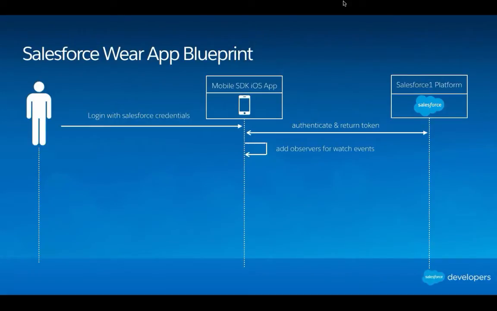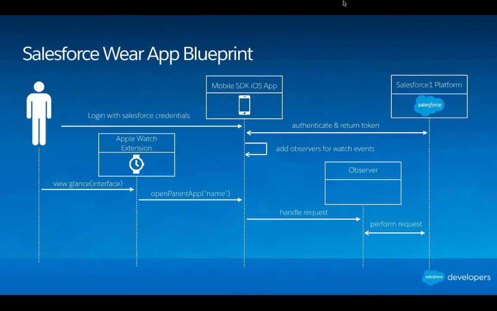Once I authenticate and retrieve my token, I then have the ability to open up the watch and communicate with Salesforce. So in particular, let's say a glance opens up, the request goes back to the phone application and the mobile SDK, which sends the request to whatever the observer is that you've identified. We'll go through that in a little bit. We'll actually build an observer. That observer will then communicate to Salesforce, return that response all the way back via a mobile SDK call, and then hand that off to the Apple Watch.